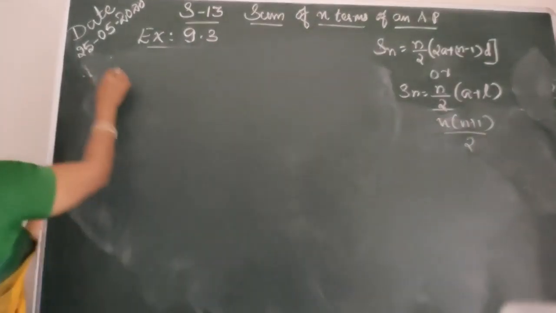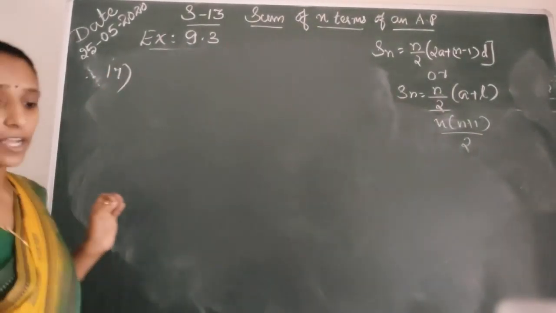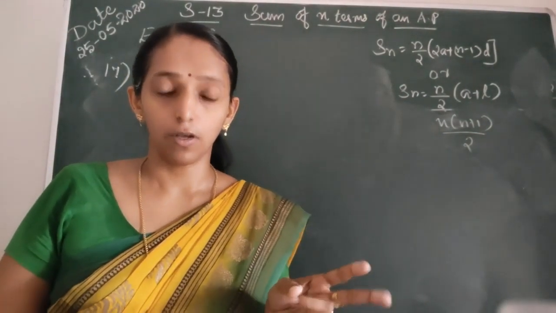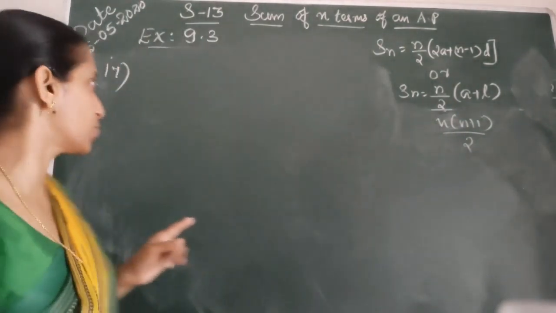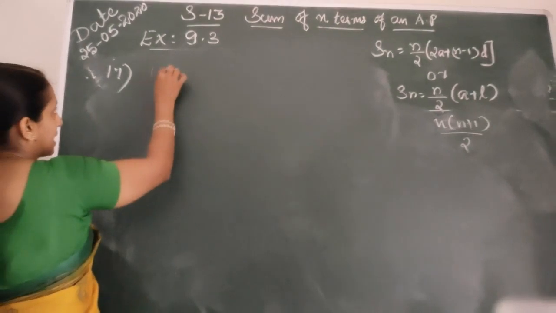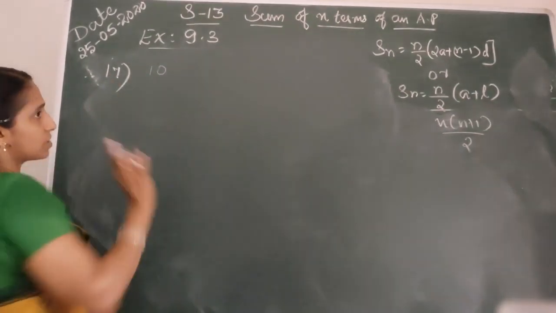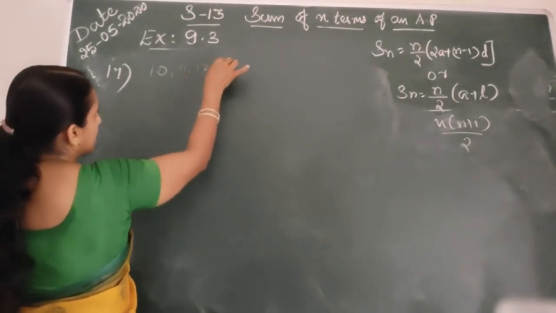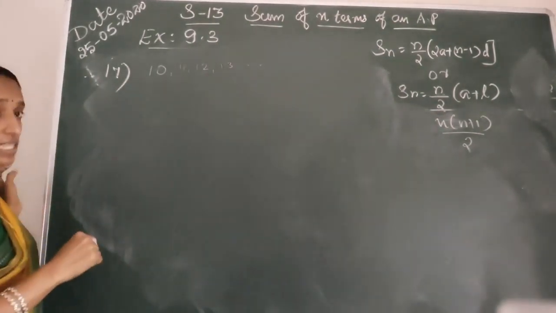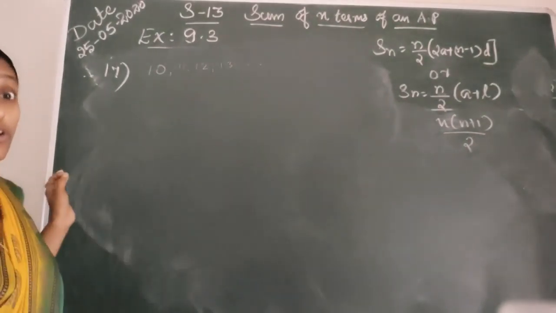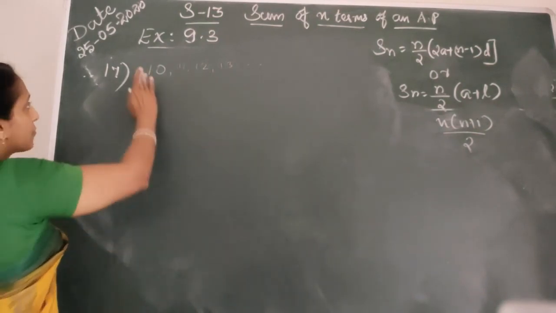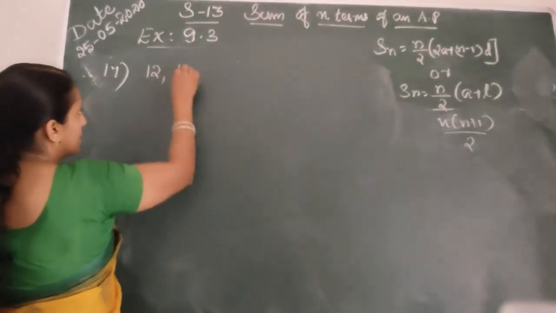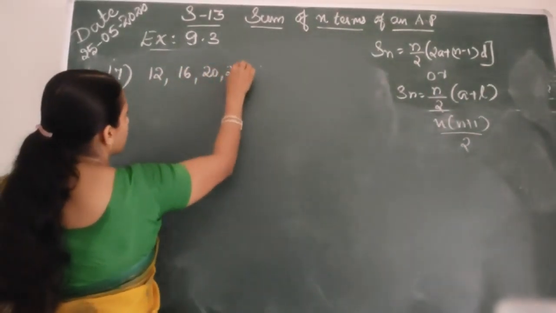Question number 17. What is the question given? Find the sum of all 2-digit natural numbers divisible by 4. 2-digit natural numbers start with 10. Right? But 10 is not divisible by 4. So 10, then 11, 12, 13, etc. These are our numbers. Among these numbers, the multiples of 4 are required. So the first number you are getting will be 12. Then 16, 20, 24, etc.